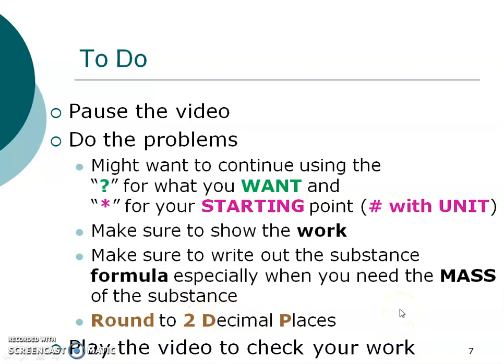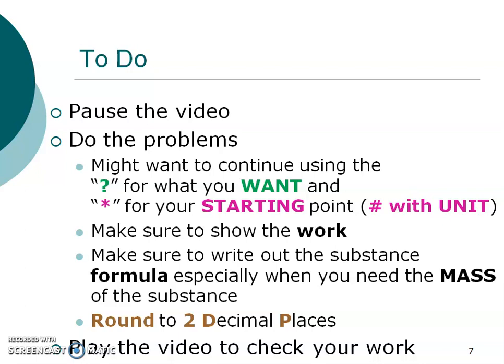So I round the masses from the periodic table to 2 decimal places to find the molar mass or formula mass of the substances. And I also round my answer to 2 decimal places. So again, if your answer is slightly off by a tenth or 2, it's okay. If you show the work and your work matches mine, that means you either kept the numbers in altogether or you didn't round the way I did. So again, that's not a big deal. Then you're going to play the video to check your work.